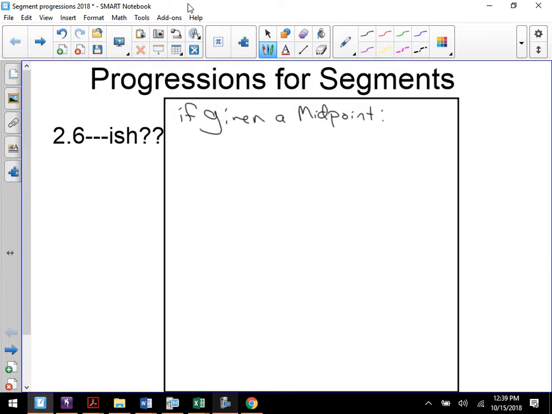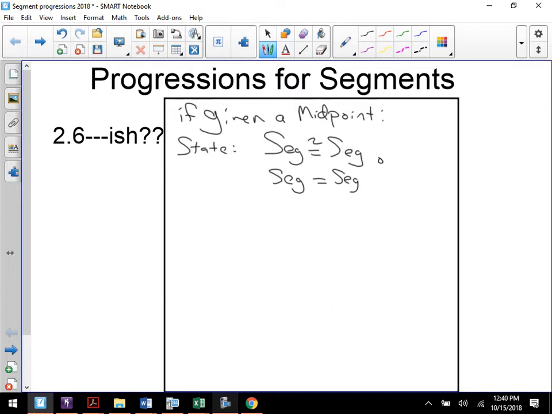Like I was saying, this is kind of mixed between a whole bunch of different sections in chapter 2: 2.6, 2.7, 4.5. It's all blended together. There's no one specific spot, so don't worry about it. But think about this. What does a midpoint do? If you're given a midpoint, you can state a segment congruent to a segment, or you could say segment equals a segment. Either way, that's correct.